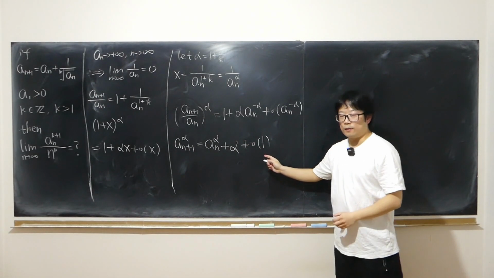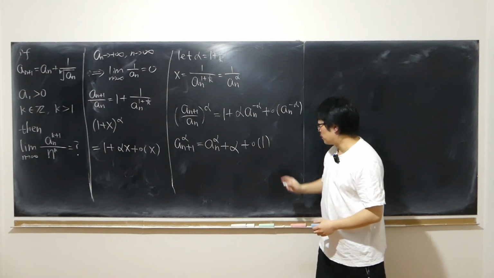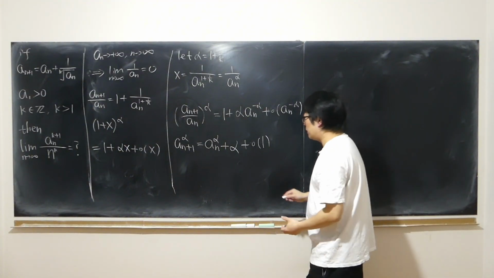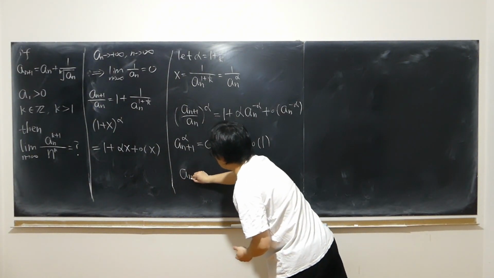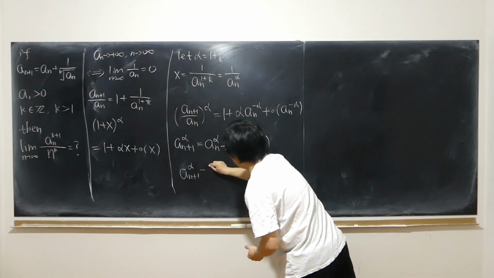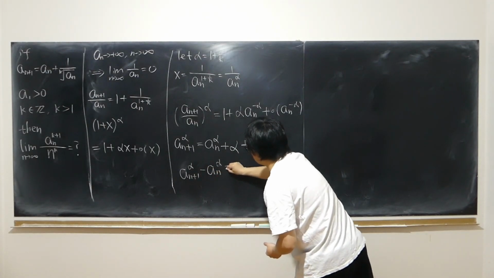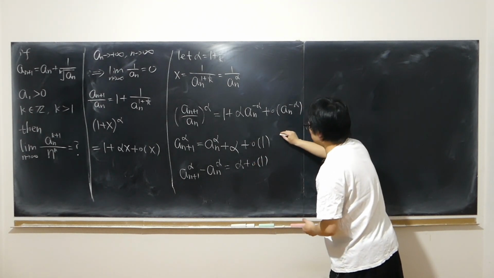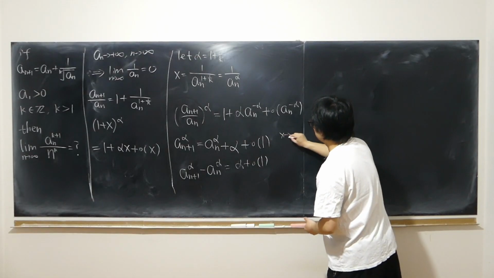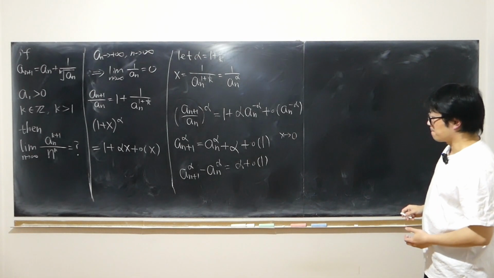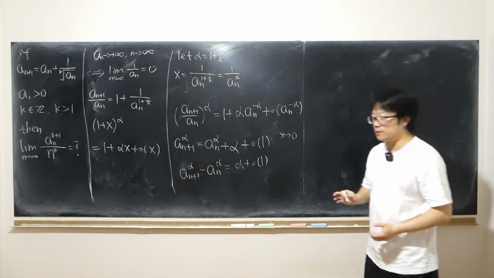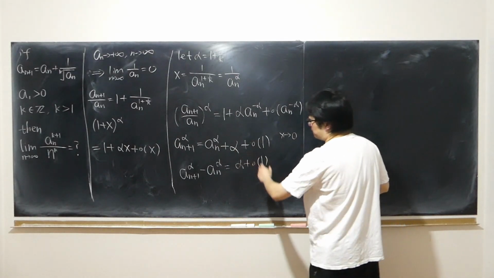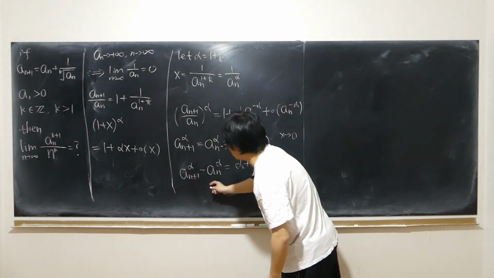Right? So this term, infinitesimal, tends towards 0. Alpha is a constant. So all I need here is that a_{n+1} to the alpha minus a_n to the alpha is equal to alpha plus little o of 1, as x tends towards 0. It already has a limit. So how is this helpful? What does this represent?